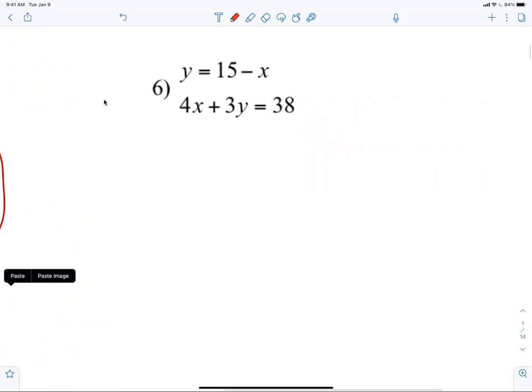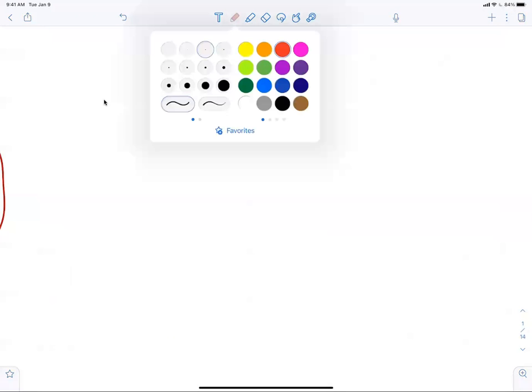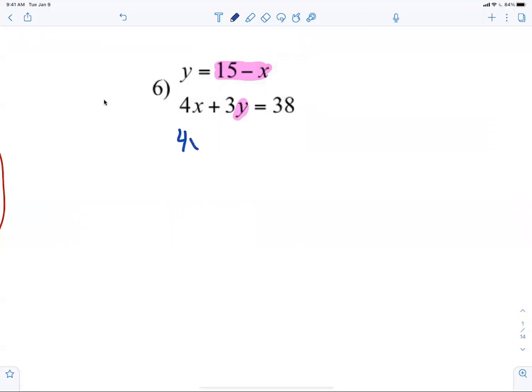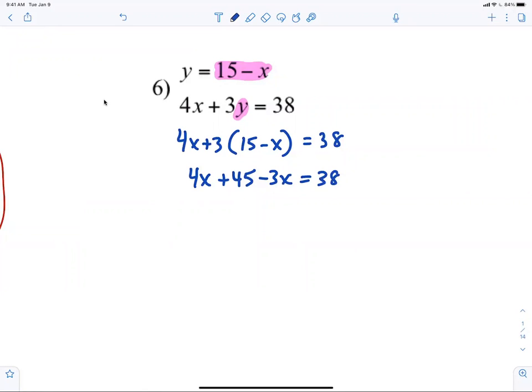Practice our substitution now. All right, but we know that y equals what? So where I see this y, I just put 15 minus x. So here we go. So 4x plus 3. And so now we just say x equals, so I agree, x equals -7.